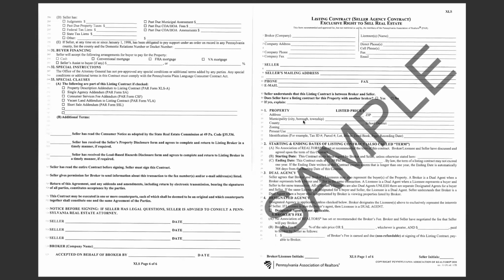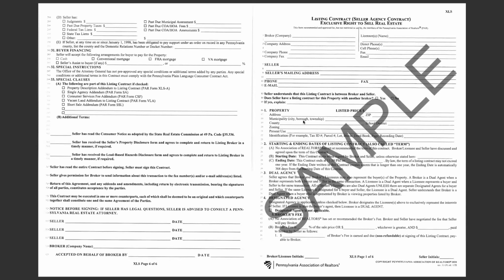Does the seller have any judgments, past due taxes, federal liens, etc.? You need to ask these questions. Now, you want to hope that they tell you honestly. They may or may not, but you need to ask them. How and what type of financing is the seller willing to accept? Cash, conventional, FHA, VA?